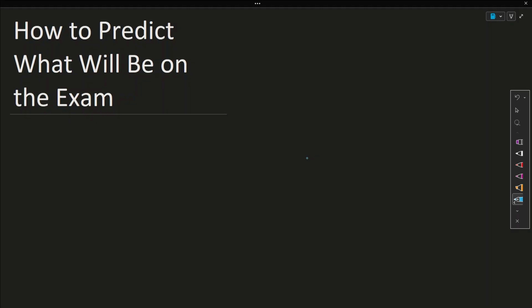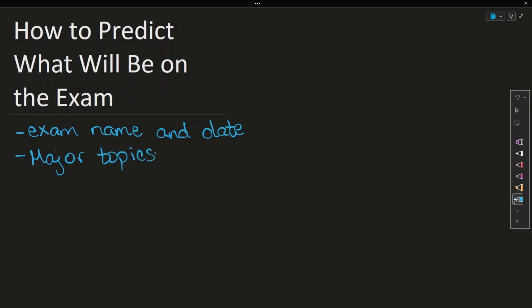Now, let's create an exam prediction list. Start with a blank sheet of paper or a digital document. Write the exam name and date at the top. Then create 4 sections. The first section is major topics. List the chapters, sections, or units that will be covered.